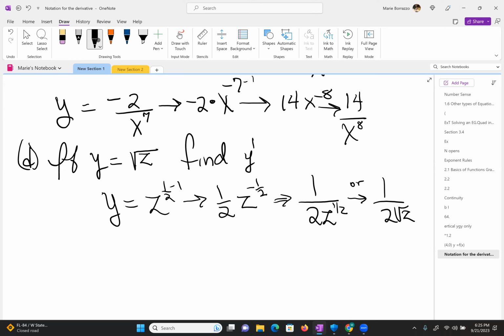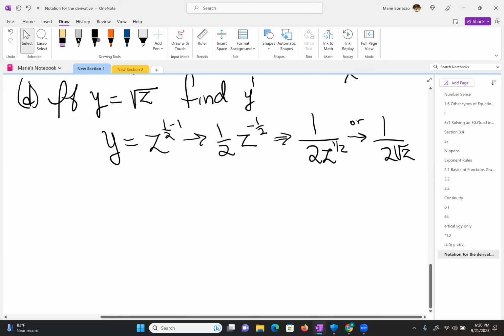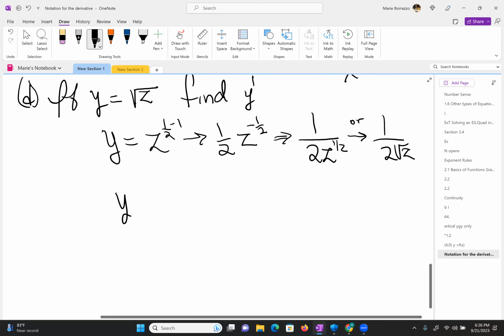Is that easy enough? You want another example, or? Can we do one more example with the square root? Yeah, absolutely. So let's do, let's say we do y equals, let's do 3 times square root of z. How's that one? See if you can walk yourself there.